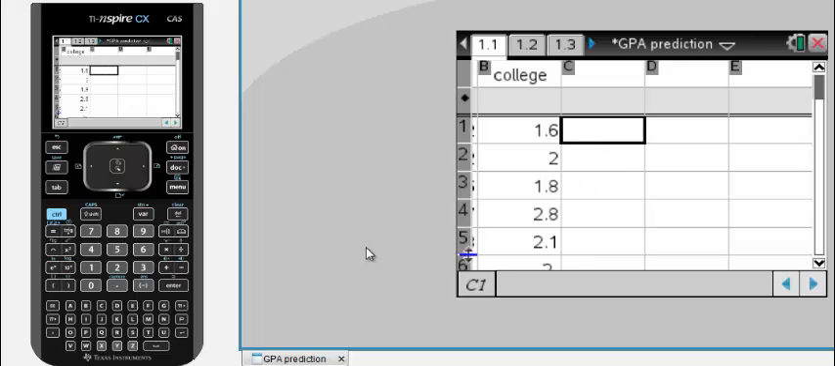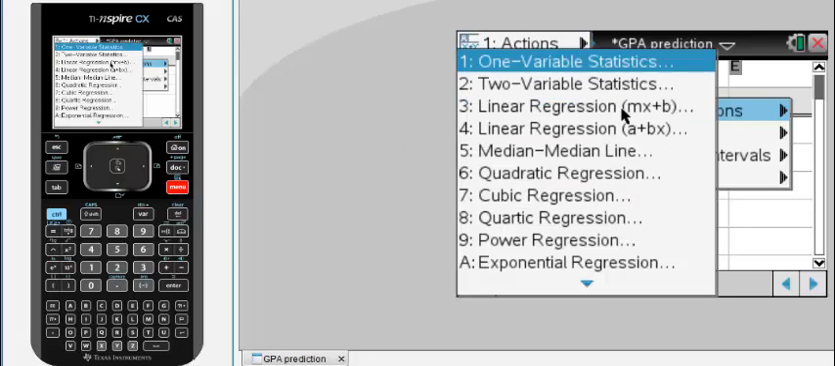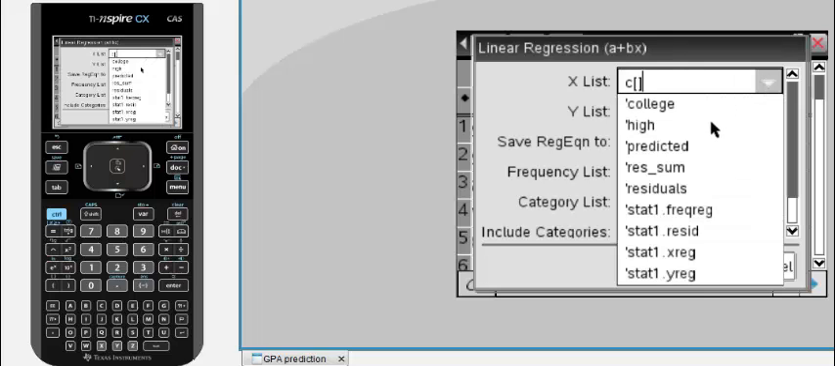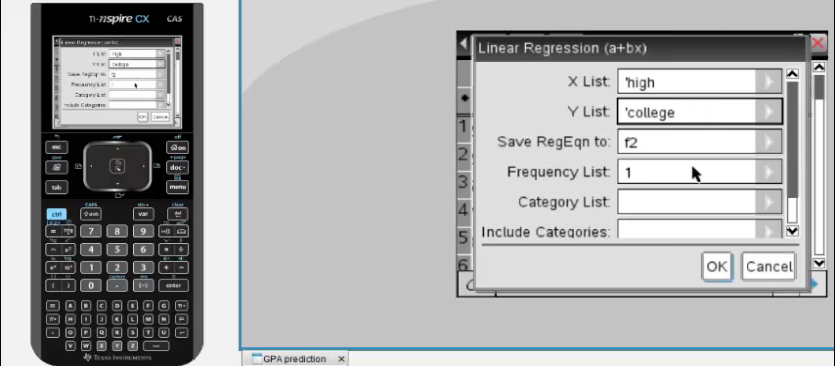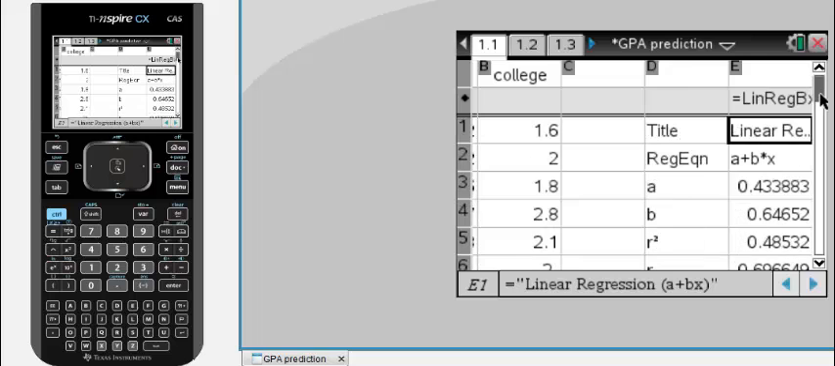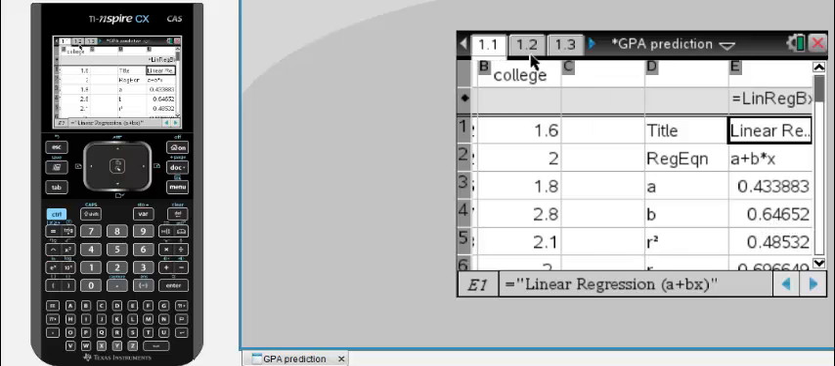I'm going to add in my regression line over here and get that information. If I go to Menu, Statistics, Stat Calculations, I'm not actually going to get my two-variable statistics. I'm going to get my linear regression statistics in this a plus bx form. My x is my high school, my y is my college, because I'm trying to predict what's going to happen in college. My results will be in column D, that's fine. And this is very similar to the equation I have in my scatter plot: a is 0.433883 and my b value, my slope, is 0.64652. Same thing.